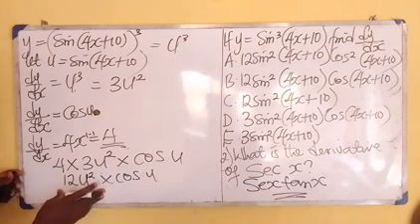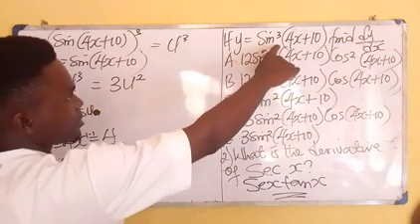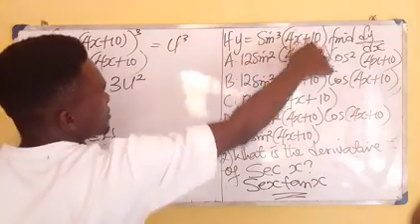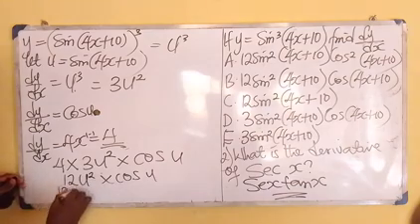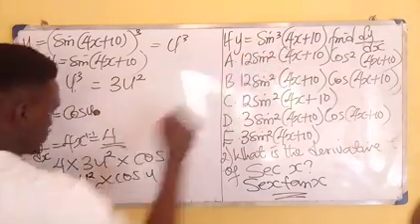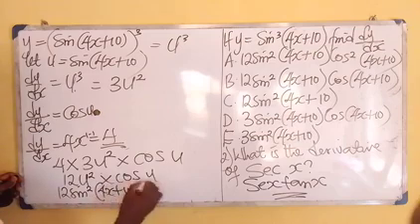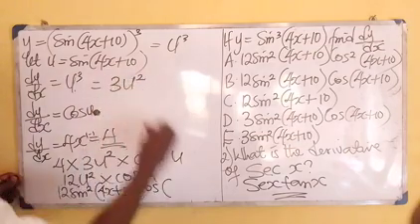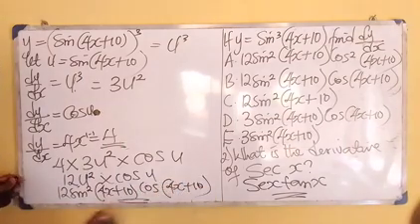So how do I express this? Now don't forget that this was the expression given, and this power 3 affects everything inside the brackets. So if that is the case, it becomes 12 sine squared of (4x plus 10), then cos u, which is cos of (4x plus 10). That is the final answer.